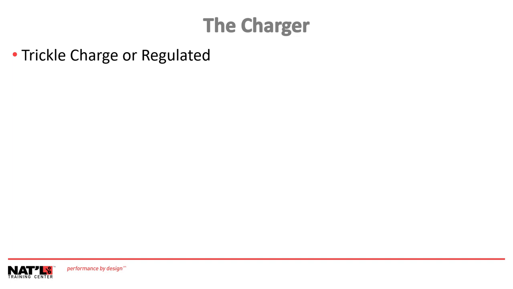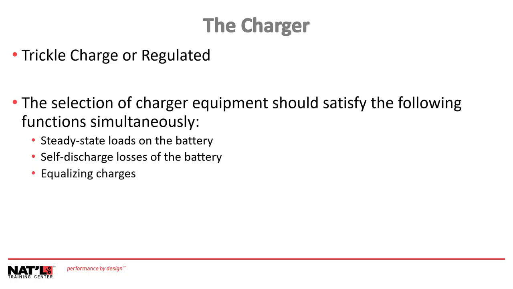The selection of charger equipment should satisfy the following functions simultaneously. It should be able to provide a steady state loads on the battery, self-discharge losses of the battery, and equalizing charges. What happens is there's a lot of things that need to be taken into consideration when we're dealing with figuring out what the best charger is for the applications. It's not as simple as just grabbing a charger off the shelf, is what we want to get you to understand here.